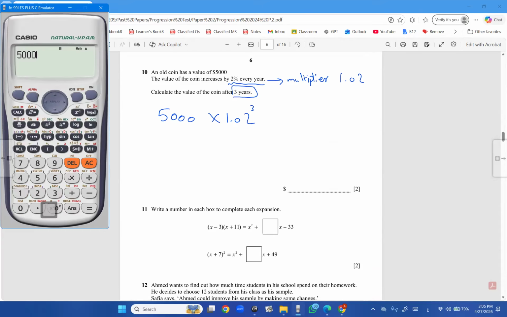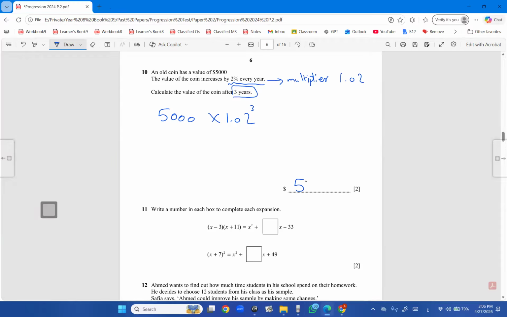So 5,000 multiplied by 1.02 to the power of 3 equals 5,306.04. This is actually going to be the new value of the coin after 3 years.